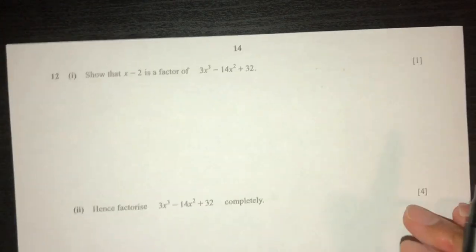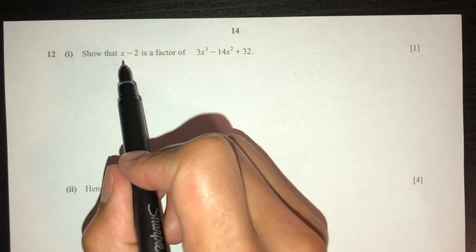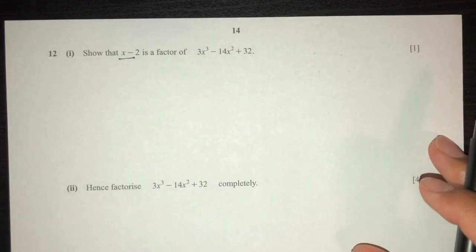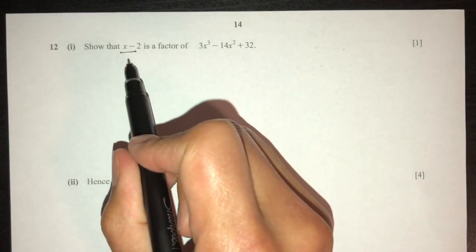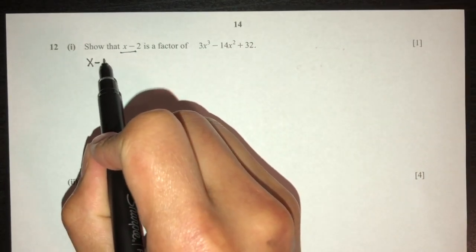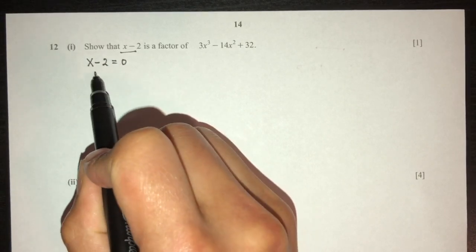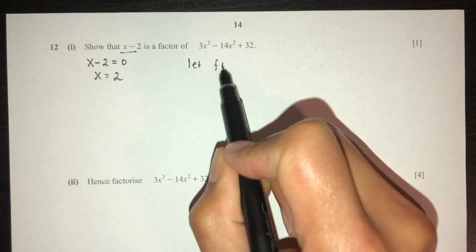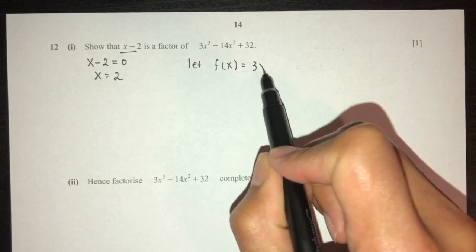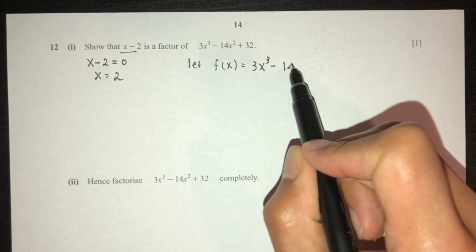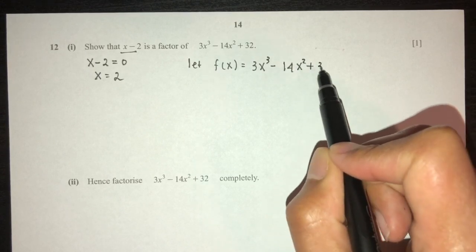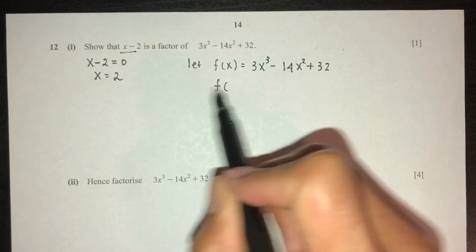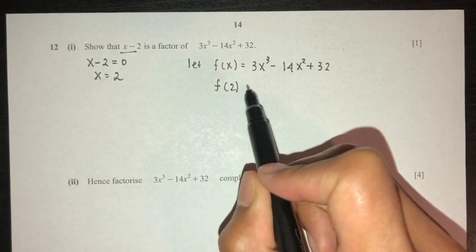Now let's move on to question number 12. Show that x minus 2 is a factor of this. So pretty easy. The way we can show this is, let's do x minus 2 equal to 0. So the value of x is equal to 2. Now we say let f of x equal to 3x cubed minus 14x squared plus 32. Now if f of this value equals to 0, it means it is a factor.